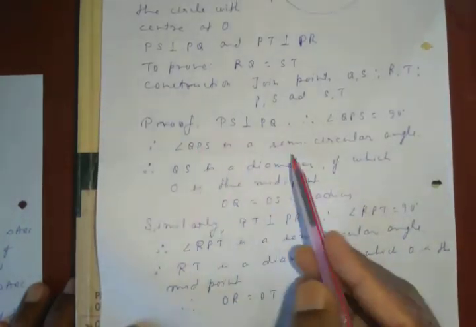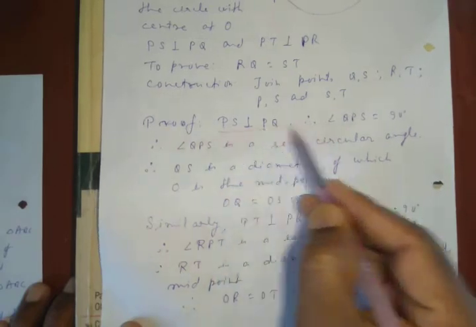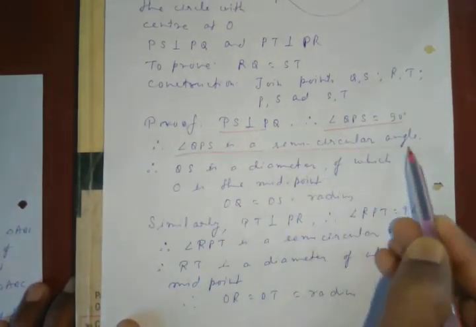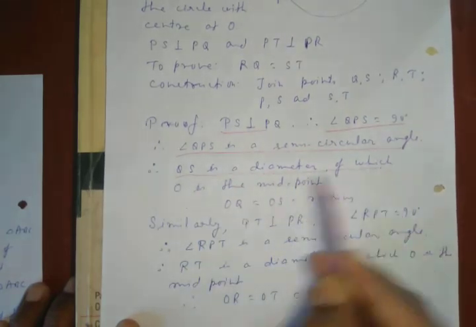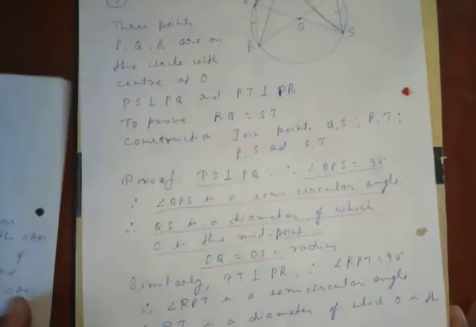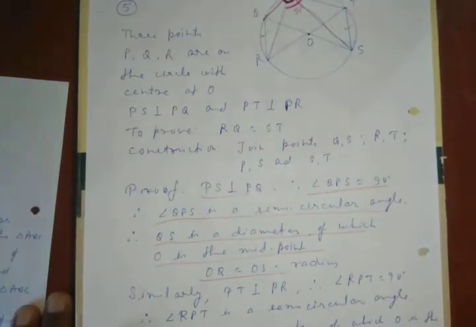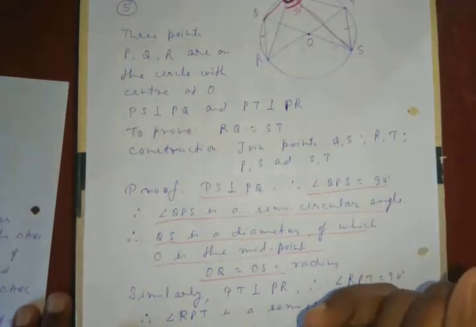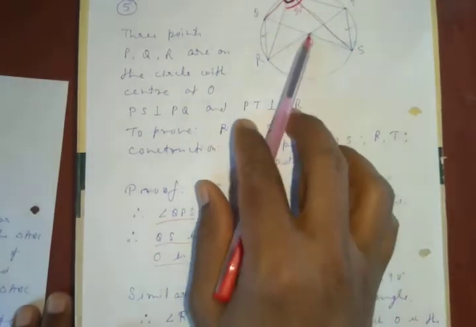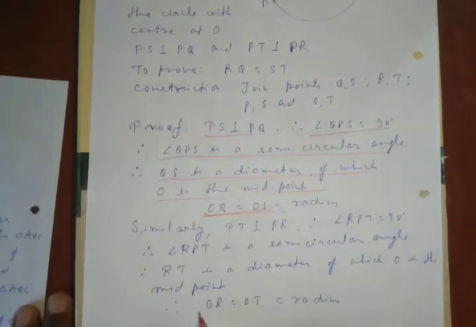So this is what I have written here: this and this are perpendicular, angle QPS is 90 degrees, and therefore QS is the diameter of which O is the midpoint. Therefore OQ equals OS, because QS and RT are diameters, and when diameters cut, they always cut at the center of the circle. That is why OQ equals OS and OR equals OT.